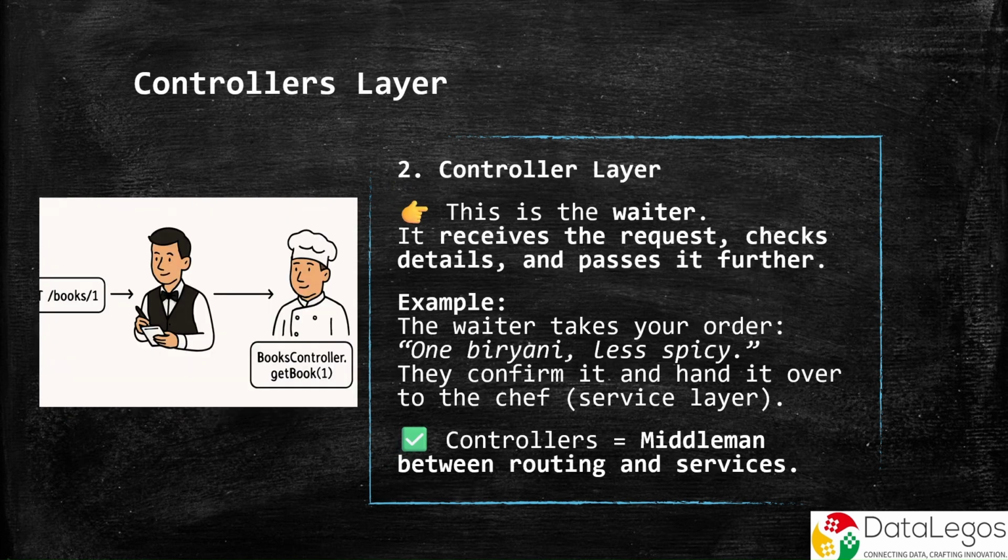Controllers are like waiters. They take your request, confirm details, and pass it along to the kitchen. For example, you ask for 1 biryani, less spicy. The waiter doesn't cook it but ensures the chef gets the exact details. Similarly, controllers pass requests from routing to services.